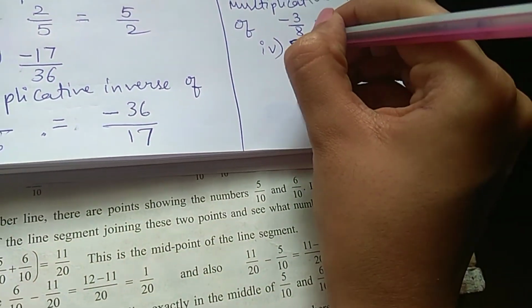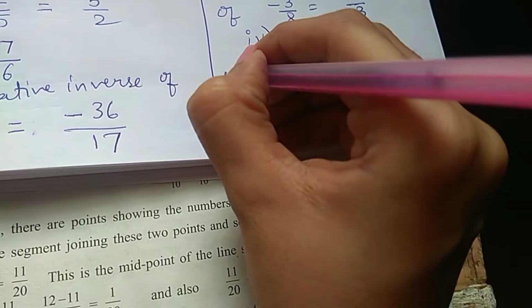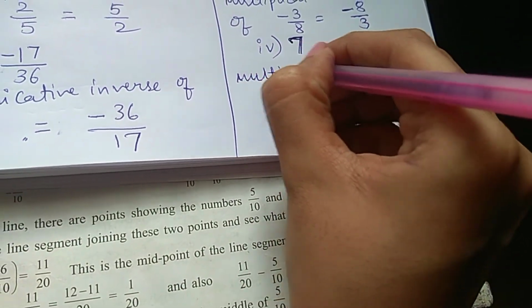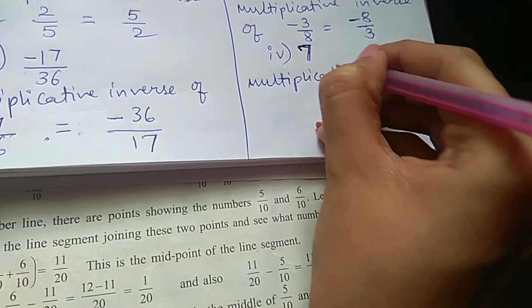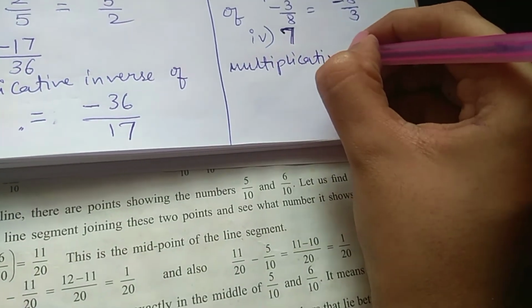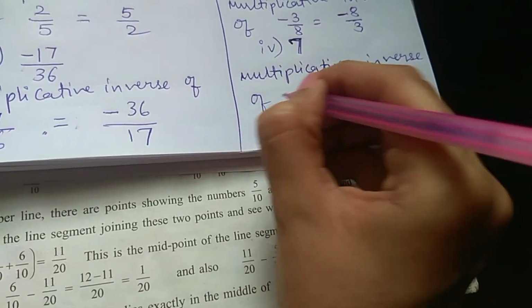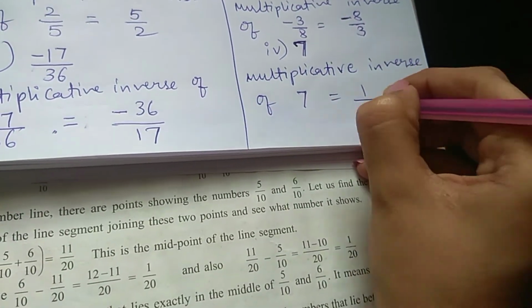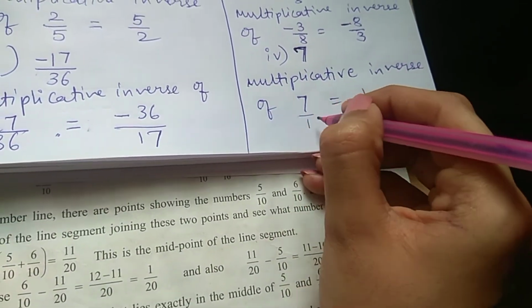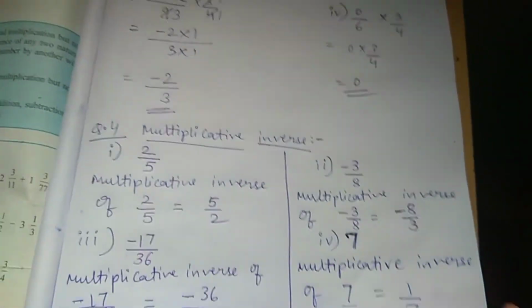Next, the fourth one is 7. So multiplicative inverse, when there is no number in the denominator, it's 1. So multiplicative inverse of 7 is 1 by 7. It's 1, so we reciprocate it.